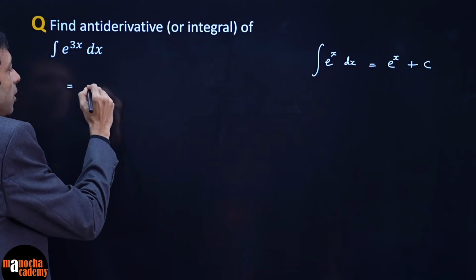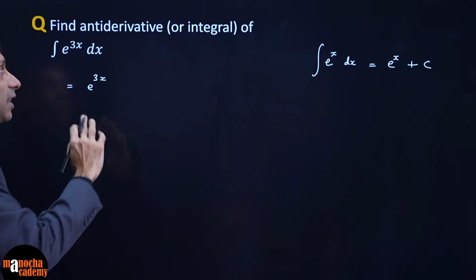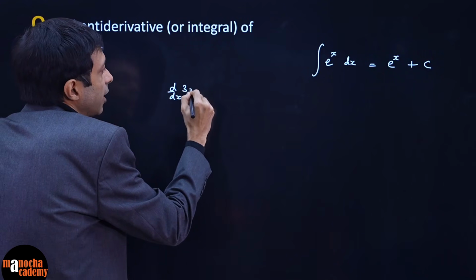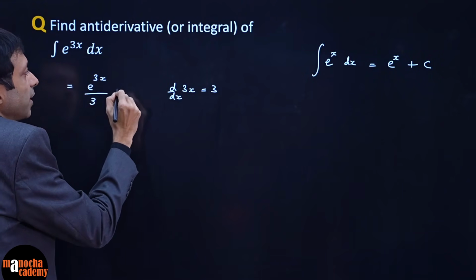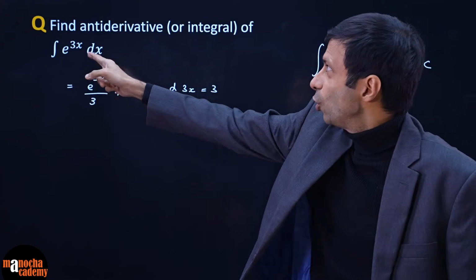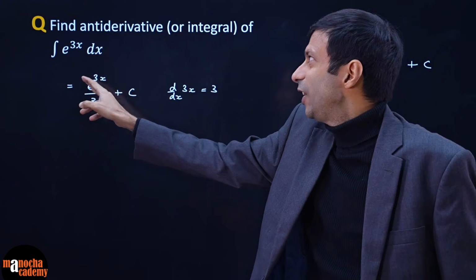You'll say, no problem, sir. I'm going to write e to the power 3x, and then what is the rule we said? Differentiate 3x. d/dx of 3x is 3. What you got, you divide by. Divided by 3 plus c. And if you don't believe this answer, you differentiate this and see you're going to get exactly e to the power 3x, because when you differentiate this, you will get 3 e to the power 3x over 3.